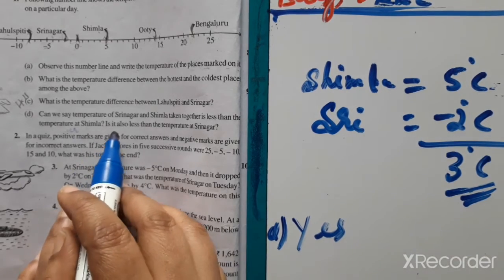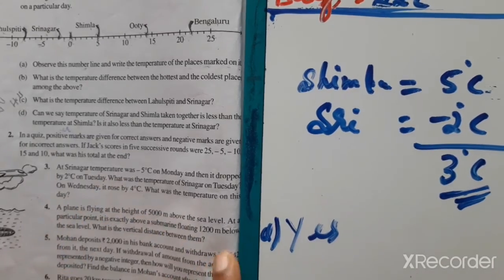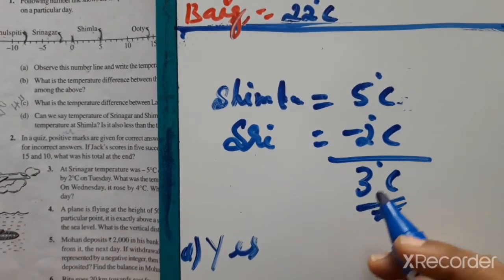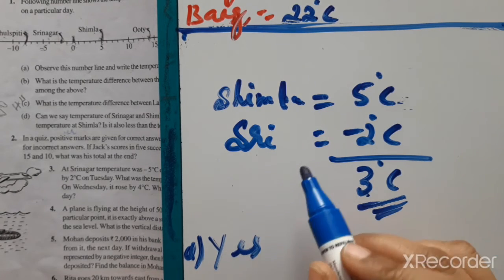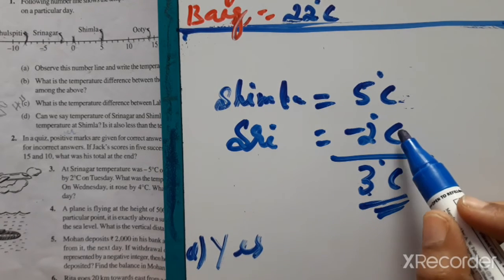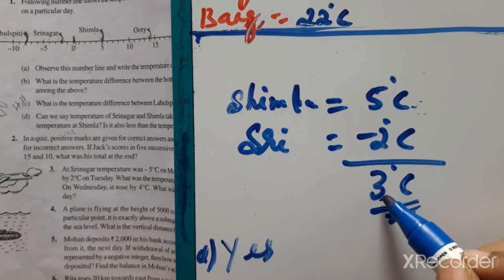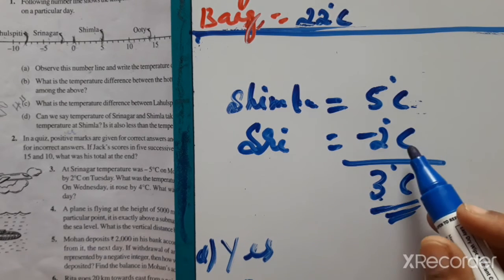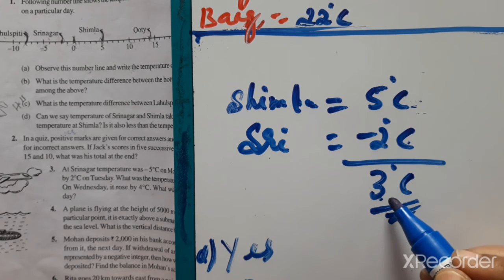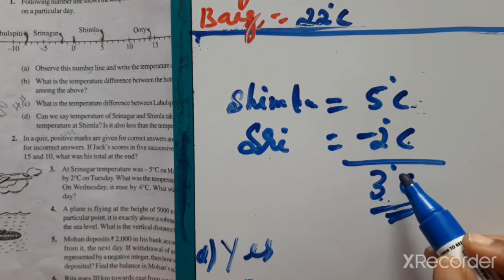The next: is it also less than the temperature at Srinagar? So the answer is less than Shimla, so that is correct. Again they are asking whether it is less than Srinagar's temperature. No, because 3 degrees is greater than minus 2. So the answer is no. Srinagar temperature is minus 2, and our answer is 3 degrees Celsius after subtraction. So the answer is no.